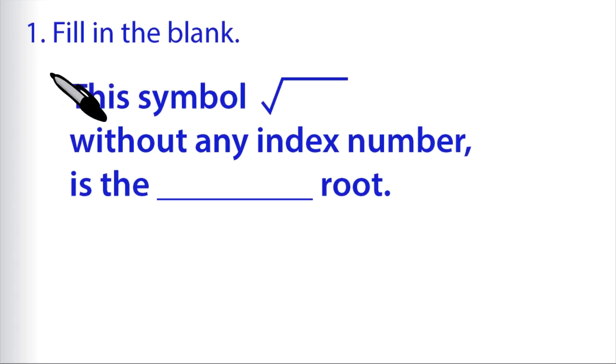For our first problem, we have fill in the blank, and we have this symbol right here, without any index number. Is the blank root? So this is the root symbol, and we can put an index number up here to show which root it is. If there's no number up there, there's no index number, then we know that it's a number 2. So it's the second root, which also has a special name called the square root.